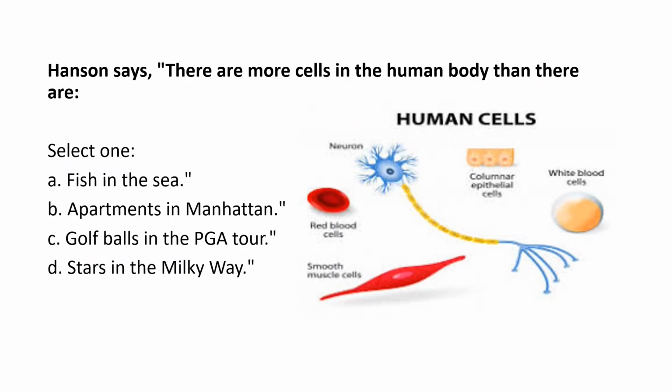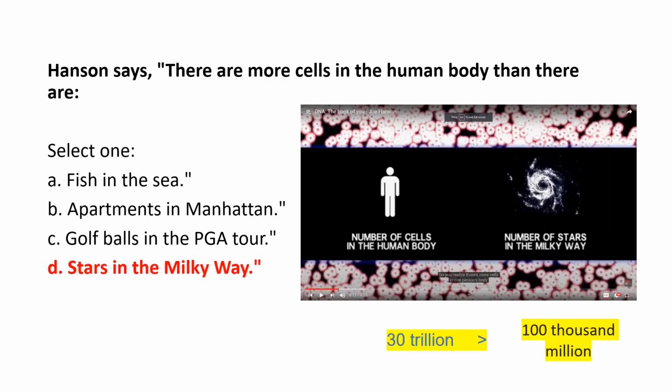Okay, now in this question, they ask that in the video you just watched, the author said that there are more cells in the human body than there are stars in the Milky Way, and the answer is D. If you remember the video, they said that there is a greater number of cells, depending on the different studies, more or less around 30 trillion. And there are fewer stars in the Milky Way, still an insane amount, 100,000 million. So the answer will be D.